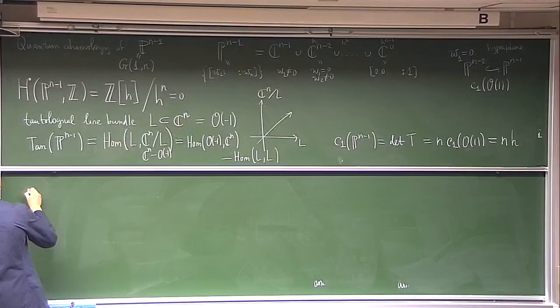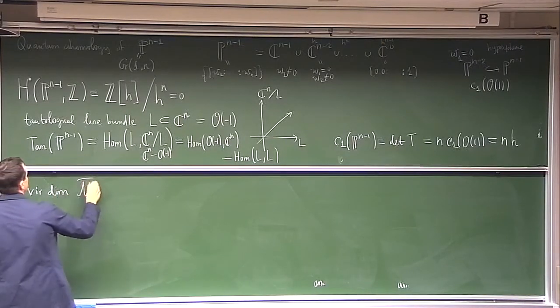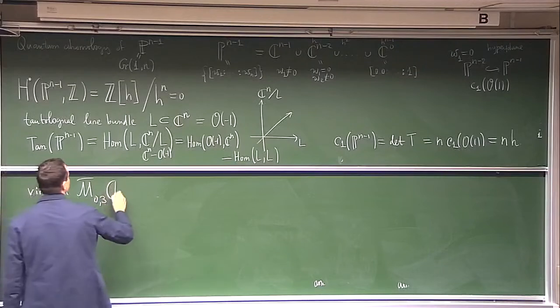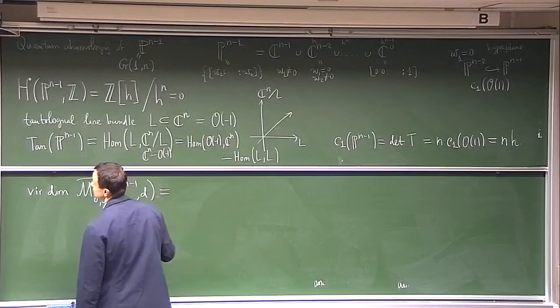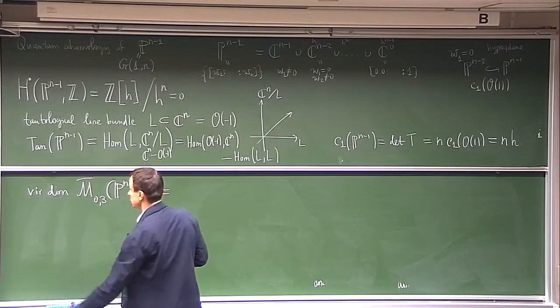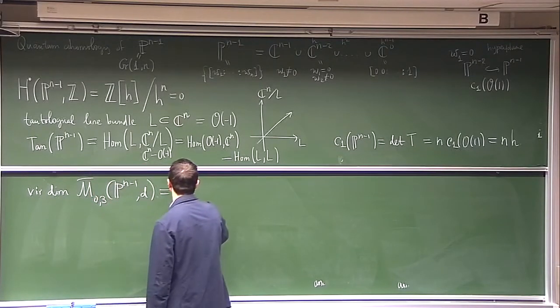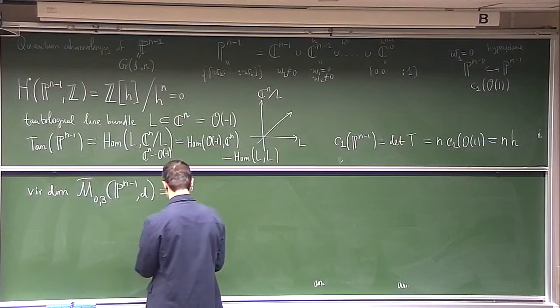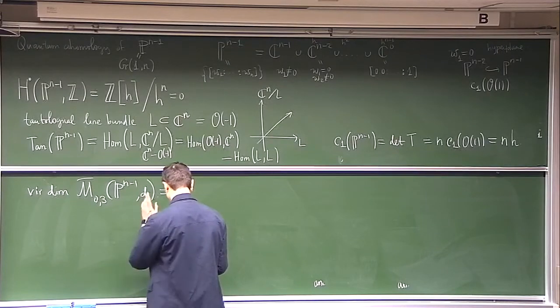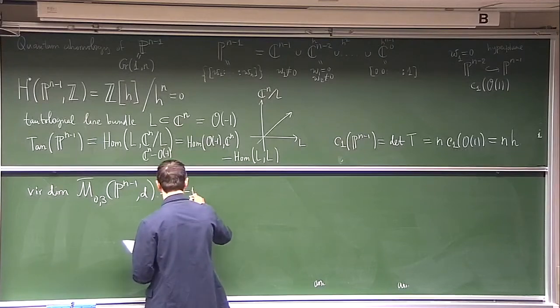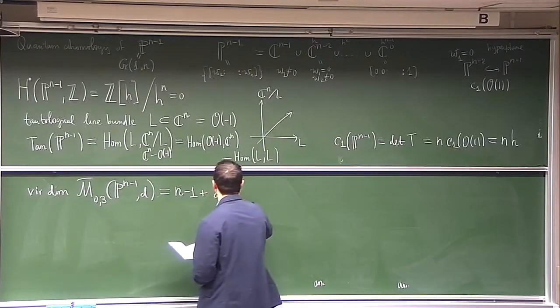So then this means that the virtual dimension of M-bar_{0,3}(X, d) is the dimension of X, which is n minus 1, plus d times n. Want to make sure I multiply the numbers correctly. Yeah, so n minus 1 plus d times n.